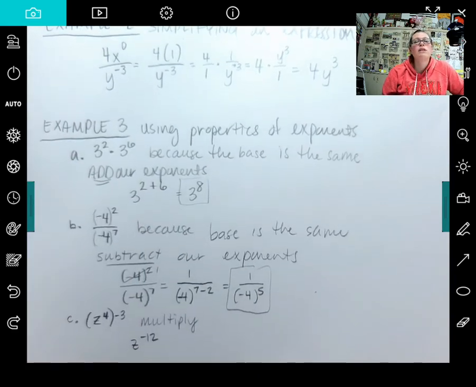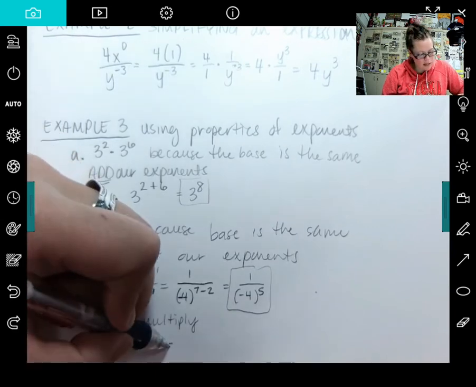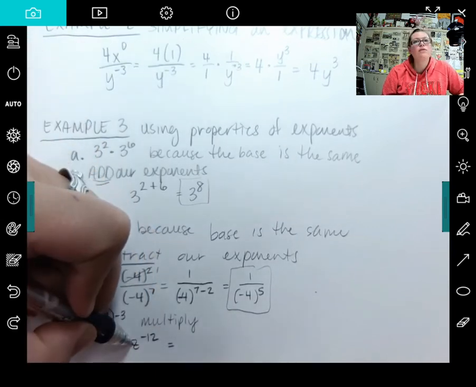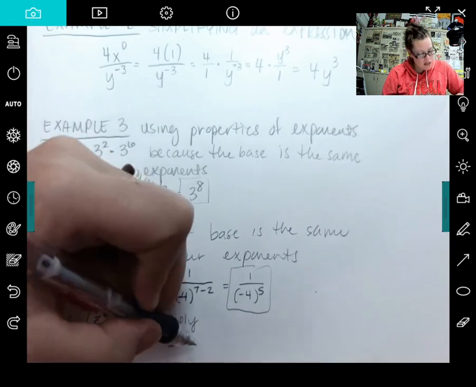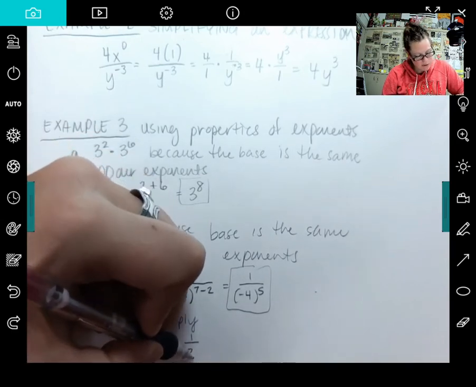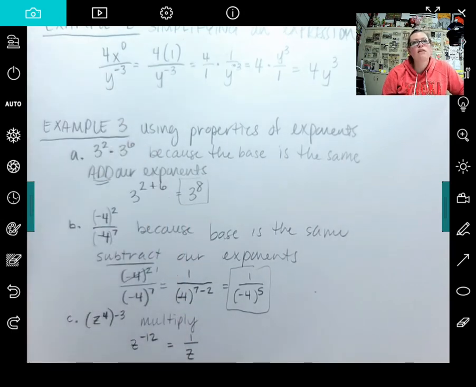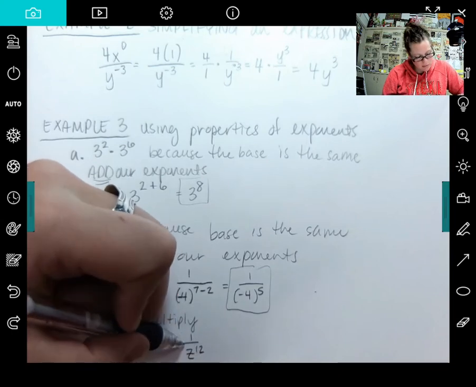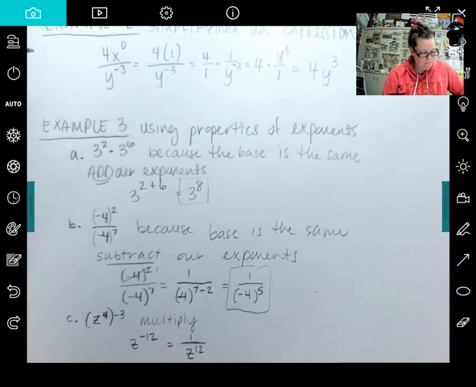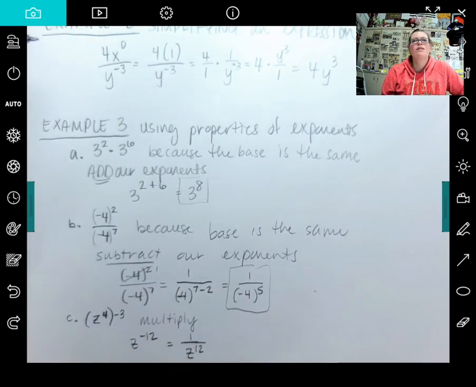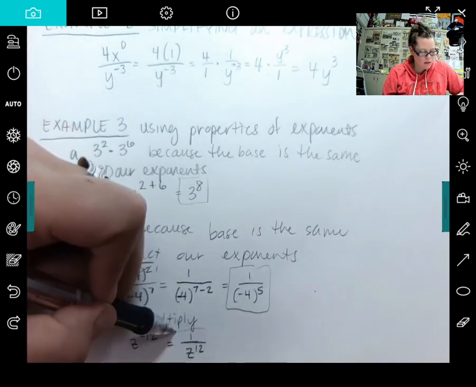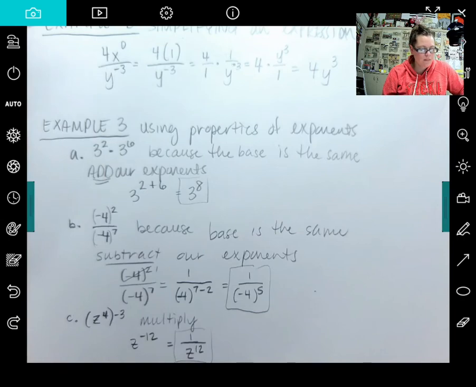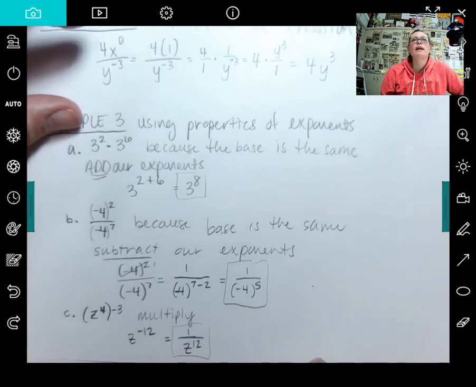So now this should be just cut and dry. To get rid of that negative, you just take the reciprocal of z. The reciprocal of z is just 1 over z, and then that's just to the 12th power. You could say the 1 is to the 12th power also, but it just ends up being 1, so it shouldn't matter. Okay, so that's it for the video.